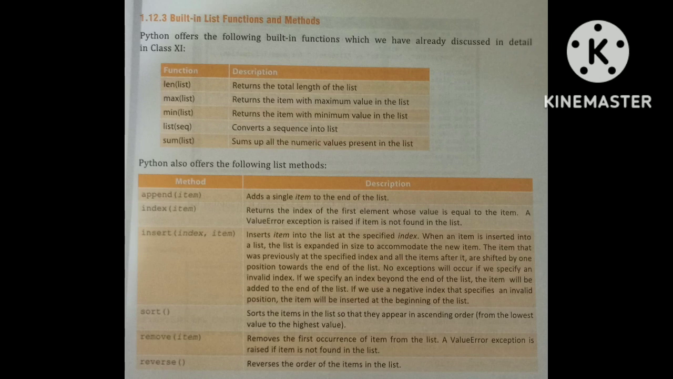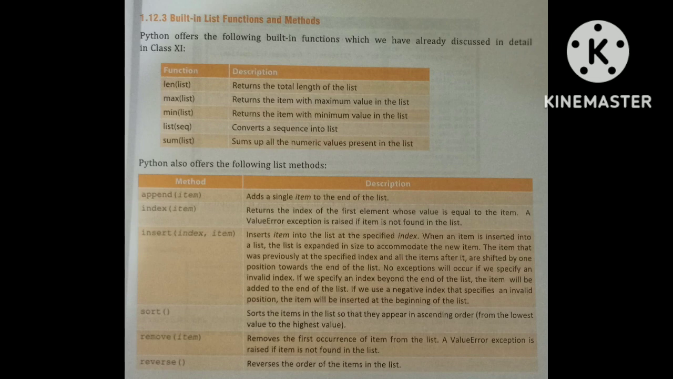Python also offers the following list methods. Methods and their description. Append item adds a single item to the end of the list. Index item returns the index of the first element whose value is equal to the item. A value error exception is raised if item is not found in the list. Insert index item inserts item into the list at the specified index.